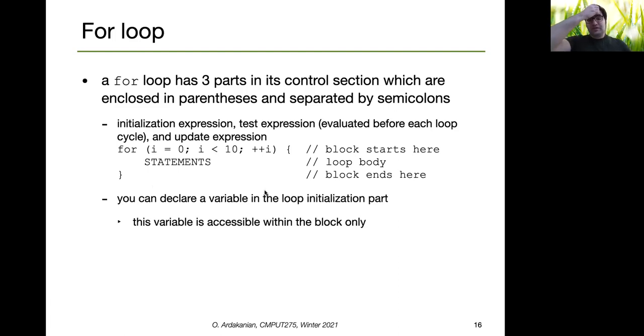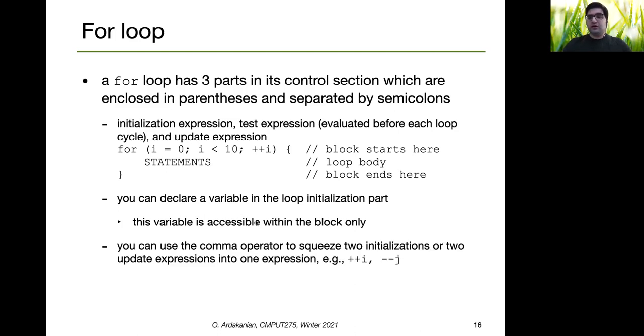So you can also declare a variable inside the for loop. For example, here you can write int i = 0. So it declares that variable i and it initializes the variable. Note that if you declare a variable inside the for control section, then that variable can only be accessed in the control block, in the loop block, or in the block that follows the for loop. It cannot be seen or accessed outside this block.